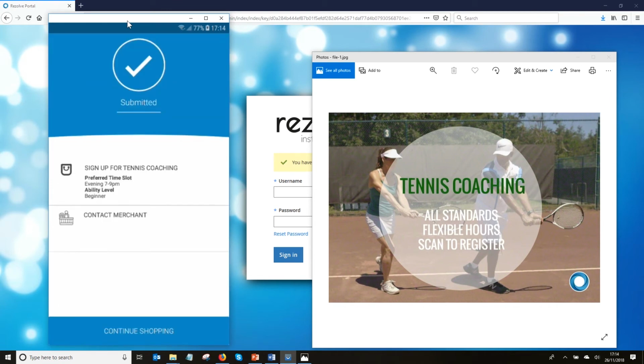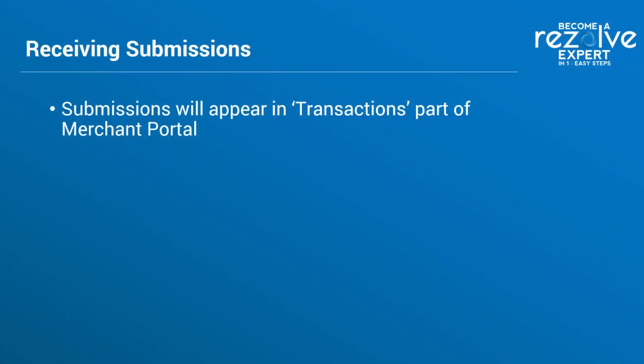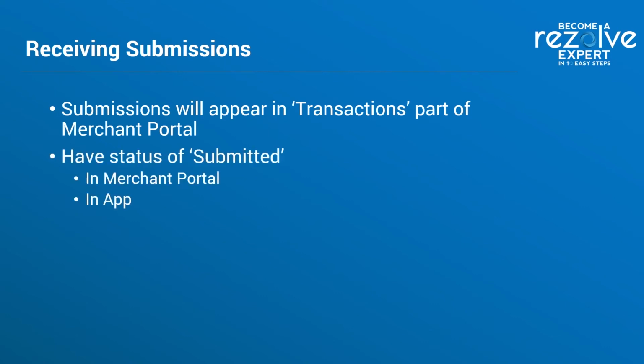That's all confirmed, and I can now slide Act Now. And that act is submitted to the merchant portal. So submissions appear in the transactions part of the merchant portal, and they appear in their own list separately from orders. They have a status of submitted rather than processing. And that status appears in the merchant portal and also within the app when you look at those act submissions via My Activity.